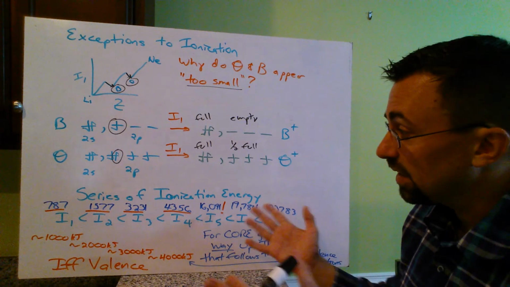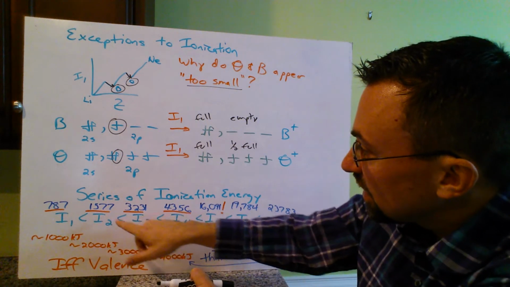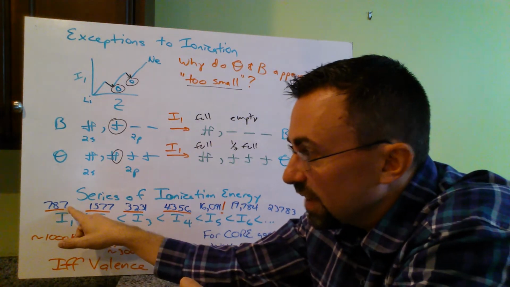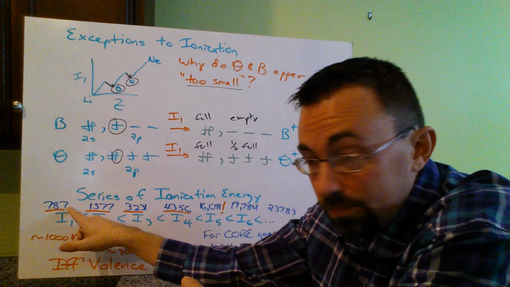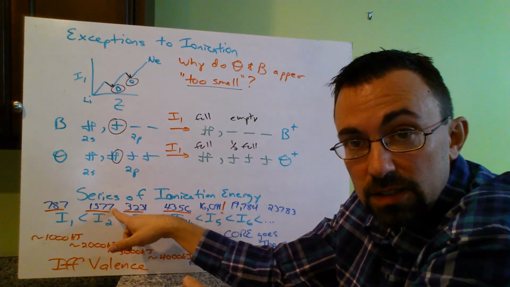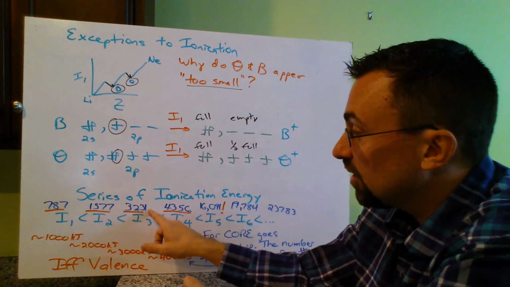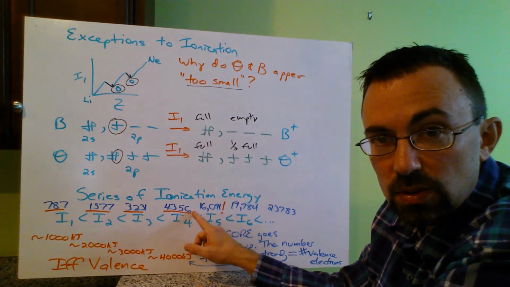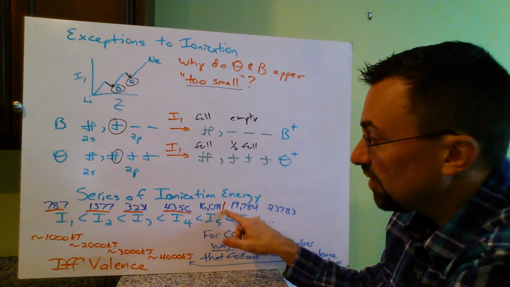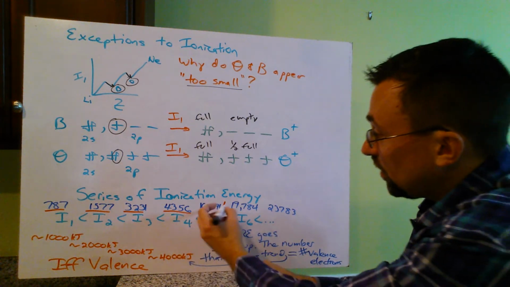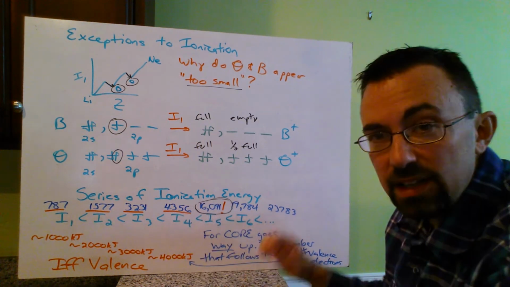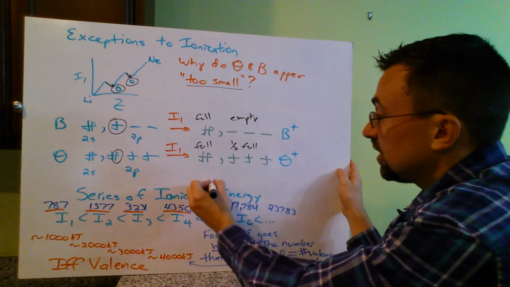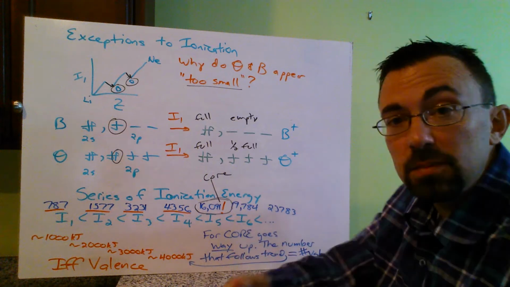So I've given you real data here. 787, 1577, 3231, and so on. Is that roughly 1,000 or less? Yes. Is that roughly 2,000 or less? Yes. Is that roughly 3,000 or less? Sure. Is that roughly 4,000 or less? Sure. Is that roughly 5,000 or less? No way, 16,000. That's way different than 5. Okay, good. So that means this is a core electron, and everything before it was valence.